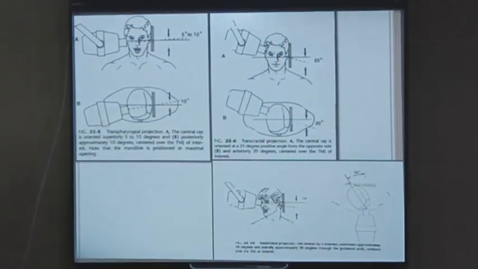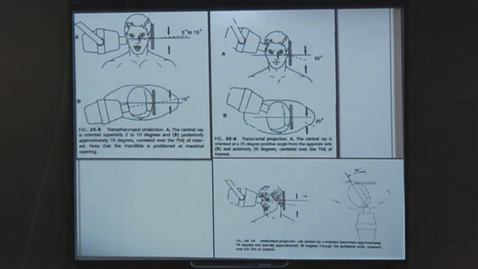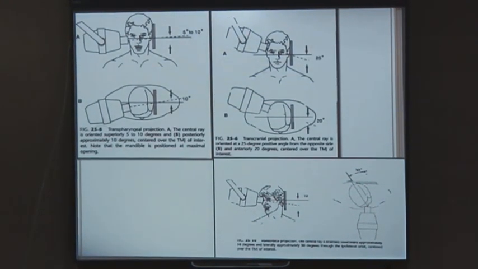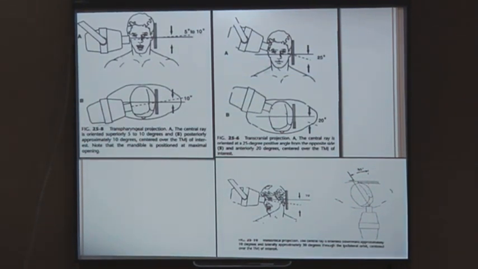And these are your TMJ views: transcranial, transorbital and transpharyngeal. They have given other names for all of these, and it's there in your textbook: McQueen's view, Zimmer's projection, Palmer's projection, all are there. They will be your standard MCQ questions.